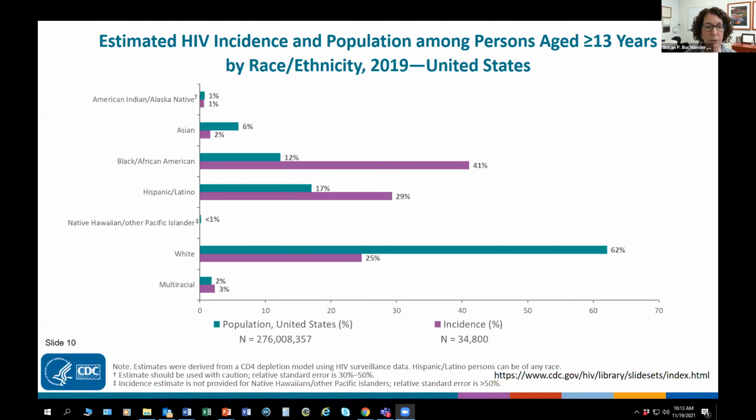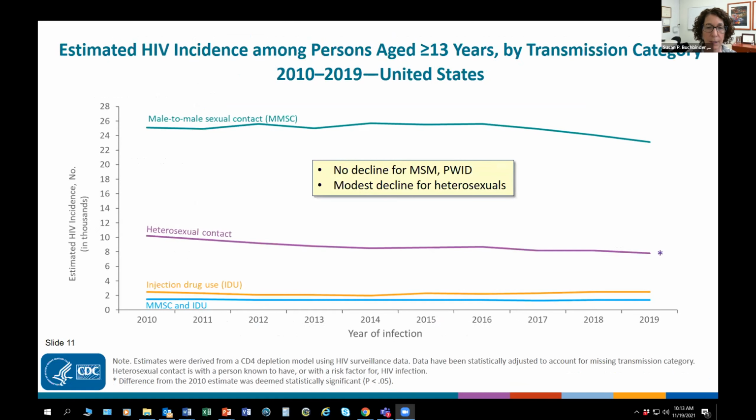Now, we do have these substantial racial and ethnic disparities. So in the purple bars is the proportion of new infections within a different racial or ethnic group, and in the green bars is the size of the population. And what you can see is that Black African Americans make up 41% of new diagnoses, but only 12% of the population. And Latinx individuals make up 29% of new diagnoses, but only 17% of the population. So we clearly have these substantial racial and ethnic disparities.